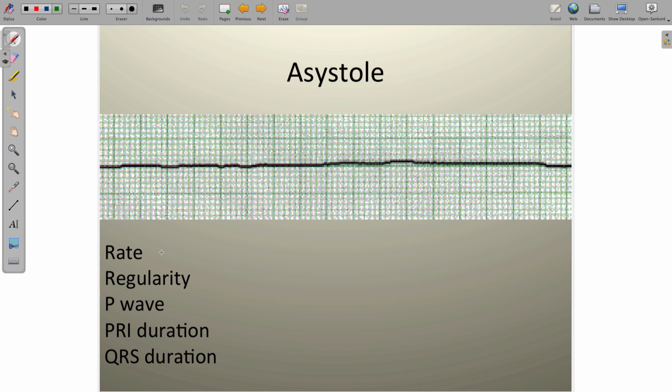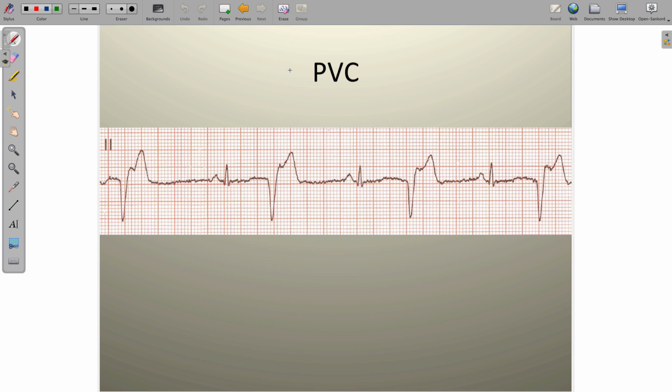All right, asystole: there is no rate, there is no regularity, no P waves, no duration, no QRS. There are no discernible waveforms. Absolutely none. Asystole. Again, enough about that one. So now let's take a look at something that happens in a rhythm. This is not a rhythm. Remember we had PACs that came from the atrial tissue, PJCs from the junctional tissue, and now we have PVCs. These are the ventricular complexes, coming from the ventricular tissue.